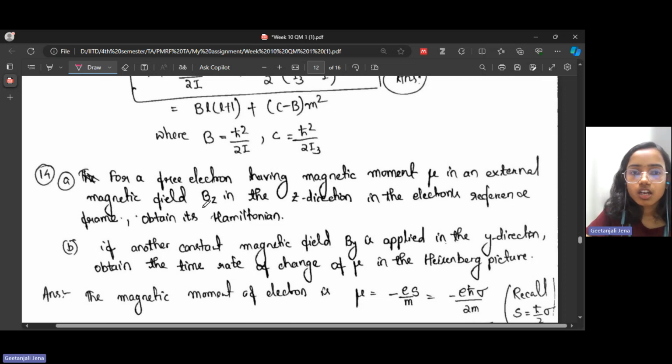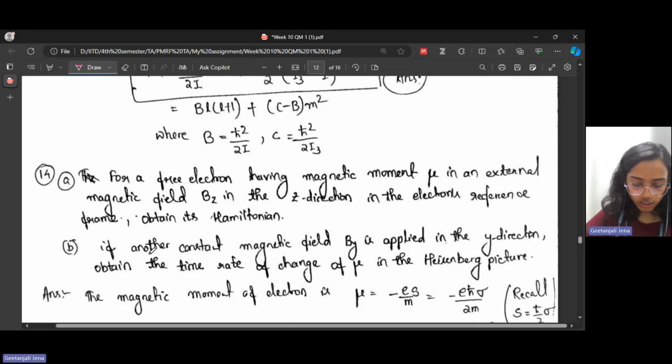So the last question is: for a free electron having magnetic moment mu in an external magnetic field Bz in the z direction, in the electron's reference frame, obtain its Hamiltonian. So there is a free electron with magnetic moment mu, and one external magnetic field Bz in the z direction. They are asking about the Hamiltonian of the system in the first part. In the second part, the question is: if another constant magnetic field By is applied in the y direction, obtain the time rate of change of mu in the Heisenberg picture.